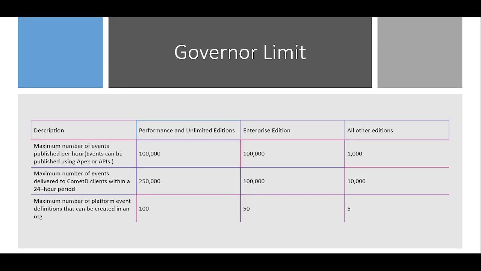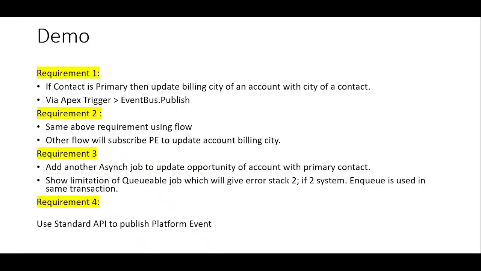Before we jump into a demo, we need to quickly check the governor limits provided by Salesforce. The maximum number of events published per hour is 100,000 in Performance and Unlimited editions, 1,000 in all other editions, and in Enterprise edition it's also 100,000. The maximum number of events delivered to a CometD client within a 24-hour period is 250,000. The maximum number of platform event definitions that can be created is 5. This can be changed by requesting Salesforce, who can definitely increase your limit for platform event messages.